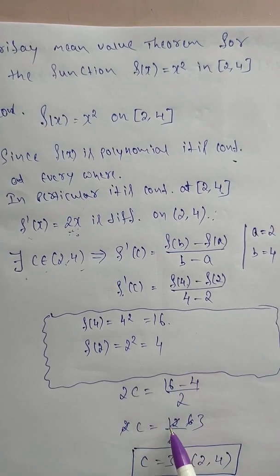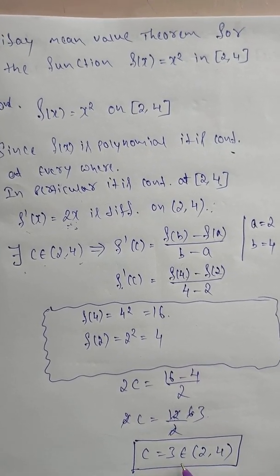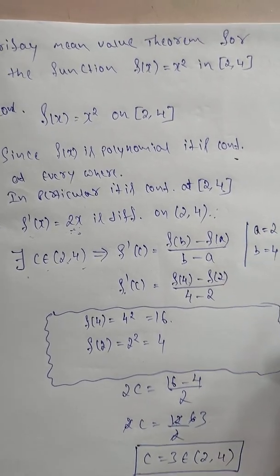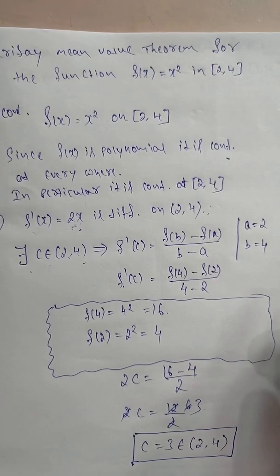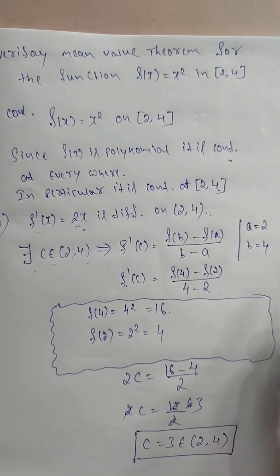Here 16 minus 4 is 12. 2 sixes are 12, so 2 threes are 6, what is c? c is 3. 3 belongs to the open interval (2, 4). This is the answer. So take a screenshot of this and copy it to the notes. Very simple problem. Is it okay?